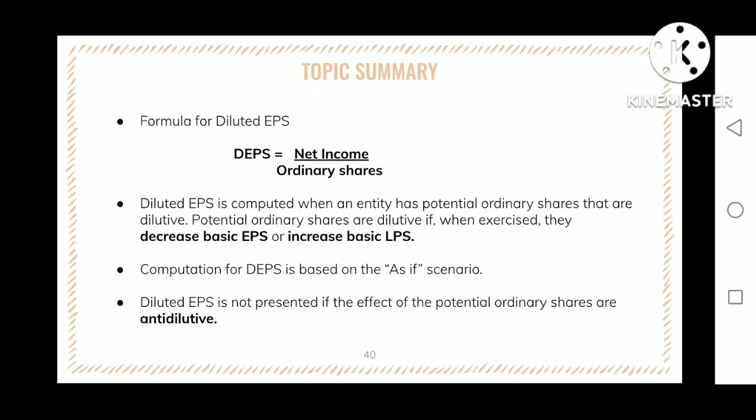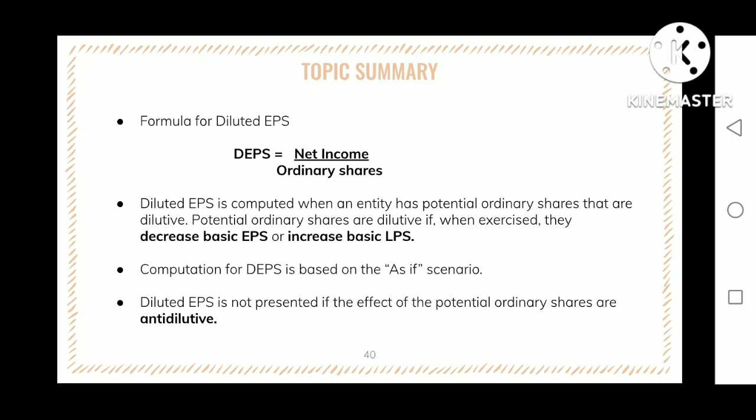Diluted earnings per share is computed when an entity has potential ordinary shares that are dilutive or have the capacity to weaken or to lessen the earnings per share. Potential ordinary shares are dilutive if, when exercised, they decrease basic earnings per share or increase basic loss per share. Computation for diluted earnings per share is based on the as-if scenarios. And diluted earnings per share is not presented if the effect of the potential ordinary shares are anti-dilutive.